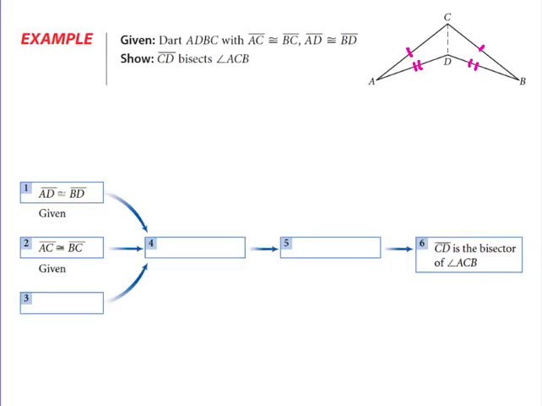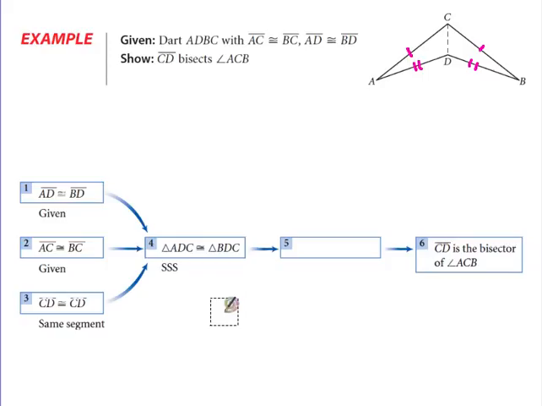So I need to look at this diagram. Is there anything else in this diagram that I can use to show that these 2 triangles are congruent? CD equals CD. And why do I know that? Same segment. Very good. So now, how do I know that those 2 triangles are congruent? Side, side, side.